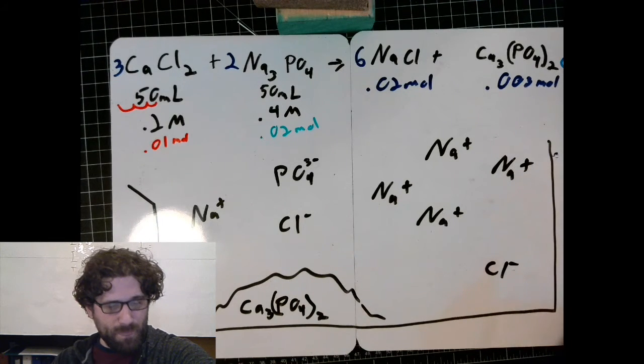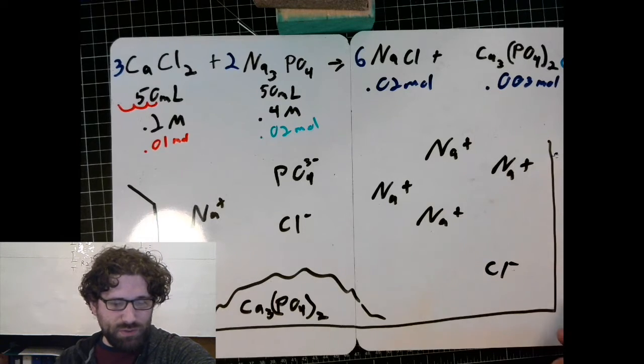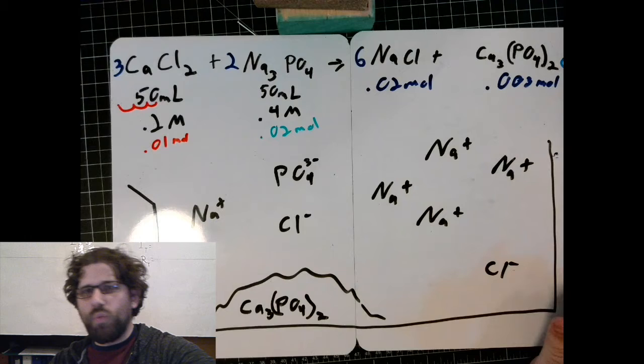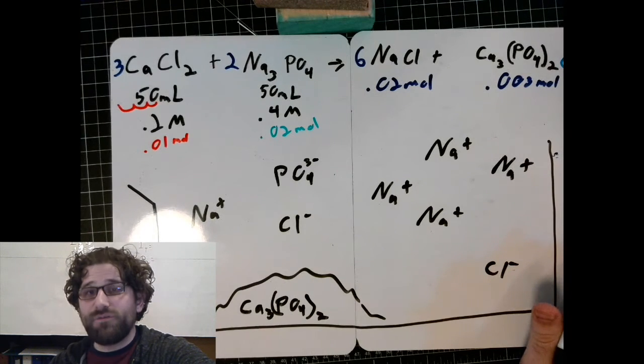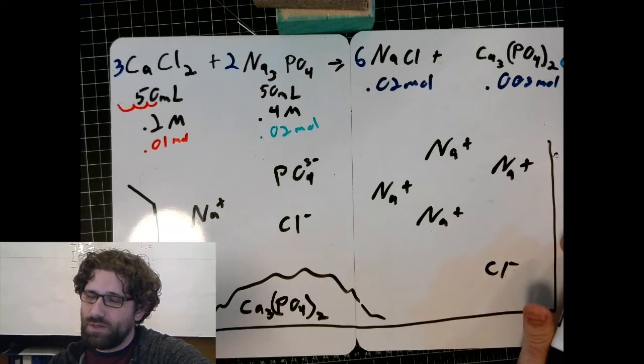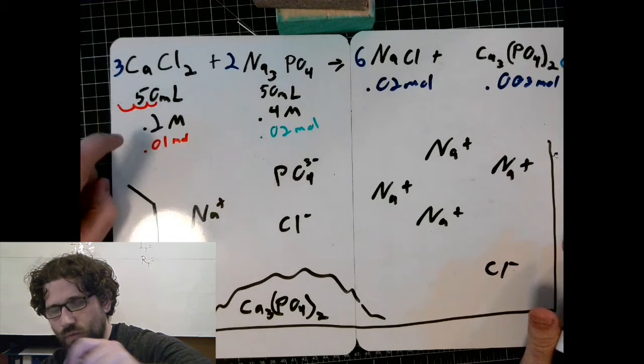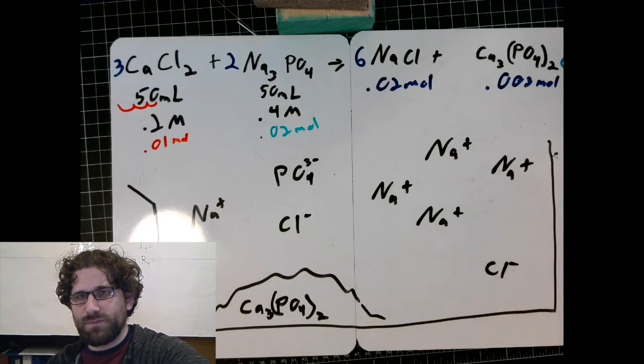All right. So what's the last thing? What is the concentration of the PO4 ions in the solution? What is the concentration left over at the end? So we need to figure out how much of this is left. How much of this reacted with this?